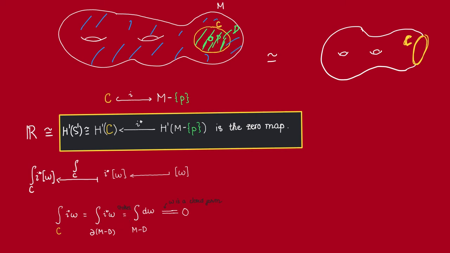By Stokes' theorem then, this integral of this form on the boundary is just going to be equal to the integral of d omega over this M minus D. But omega is a closed form, so d omega must be 0, so this whole integral must be 0. And so we see that the integral of this pullback over C must be 0, and thus, because this integration map is injective, in fact it's an isomorphism, we know that this pullback must be 0 in this cohomology group. So this pullback map must be the 0 map.